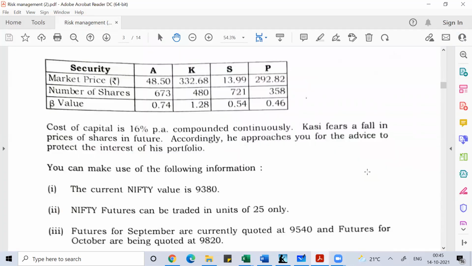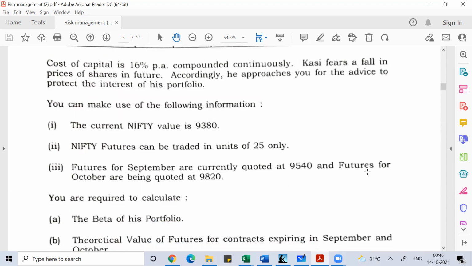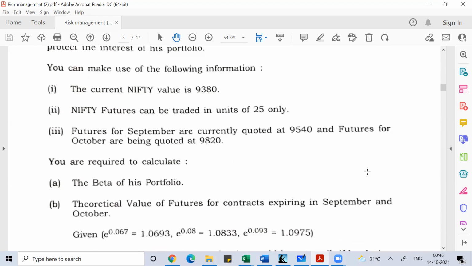Okay, so here the current value of Nifty is 9380, and Nifty can be purchased in 25 units only. Futures for September are currently quoted as 9540. You can see it is trading at a premium, and October is 9820. So those values are given to you. You are required to calculate beta of the portfolio. I already calculated. Theoretical value of the futures for contract expiring in September and October.